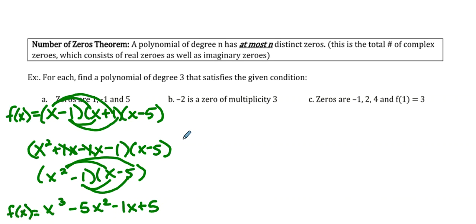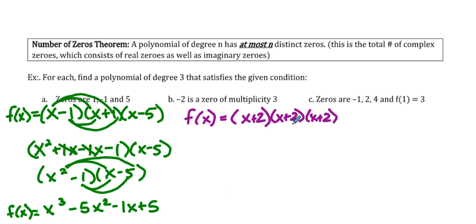Okay, so if you understood that pretty easily, you might want to try B before you continue with the video, and then check and see if you got it right. Okay, so let's start with an f of x equals, and it tells me negative 2 is a 0, and that means my factor is x plus 2. Now if the 0 has multiplicity of 3, that means my factor happens 3 times. So x plus 2, x plus 2, x plus 2.